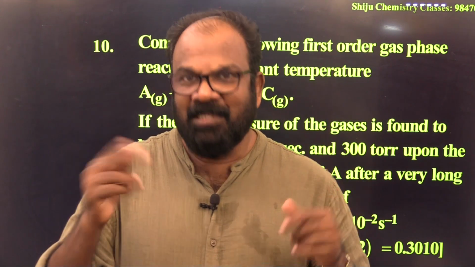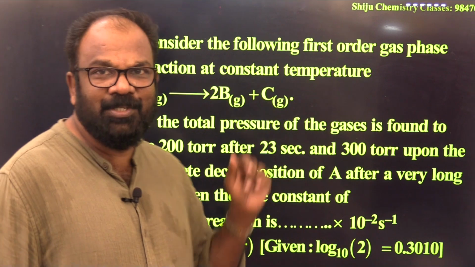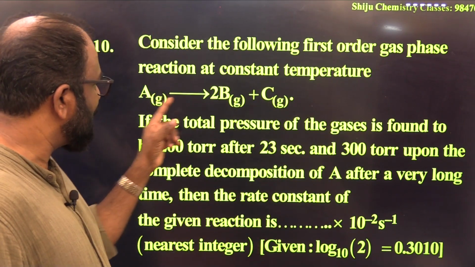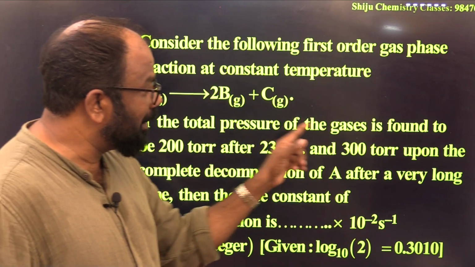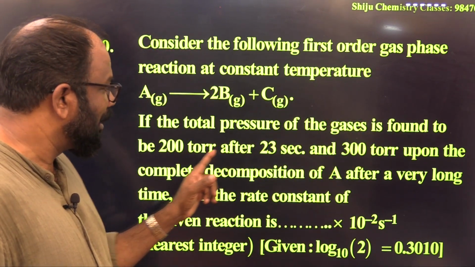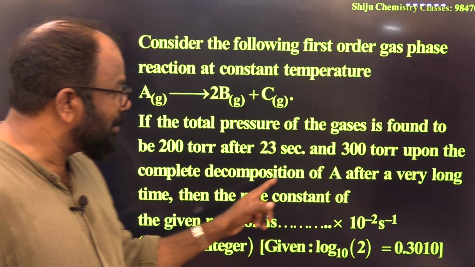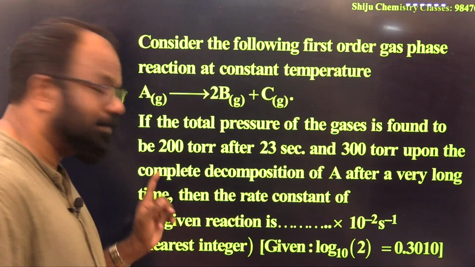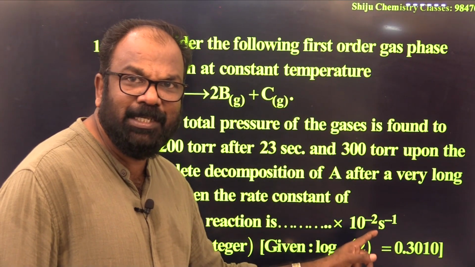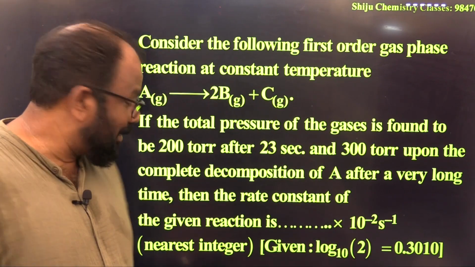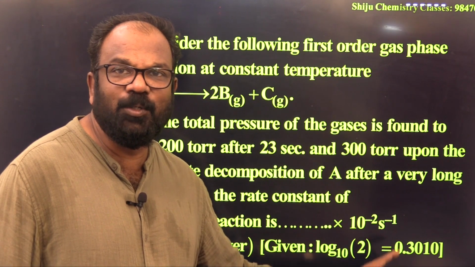Now question number 10, please listen. Consider the following first order gas phase reaction at constant temperature. The reaction is A gas giving 2B gas plus C gas. The total pressure of the gases is found to be 200 torr after 23 seconds and 300 torr upon the complete decomposition of A after a very long time. Then the rate constant of the given reaction is dash into 10 raised to minus 2 second raised to minus 1, in bracket nearest integer, and also given that log 2 is equal to 0.3010.